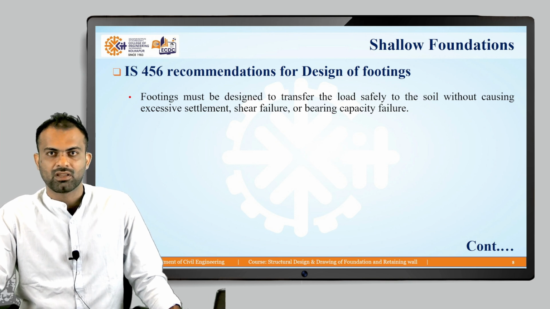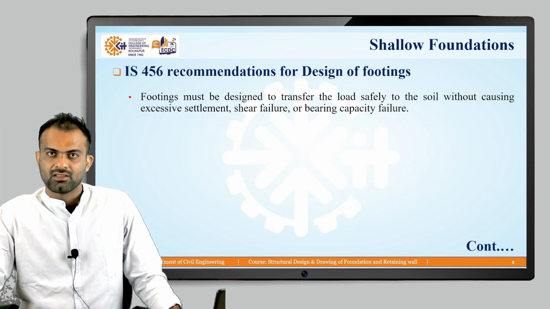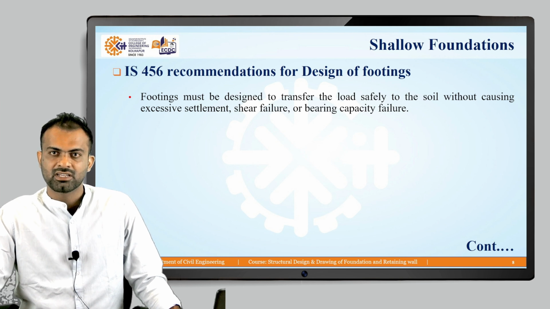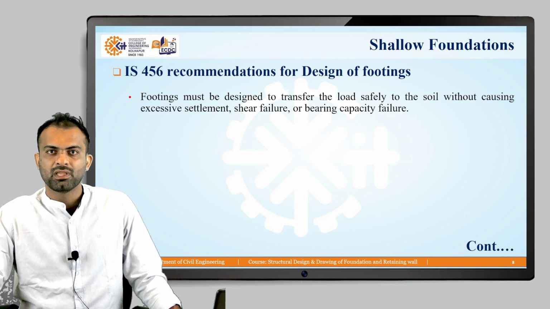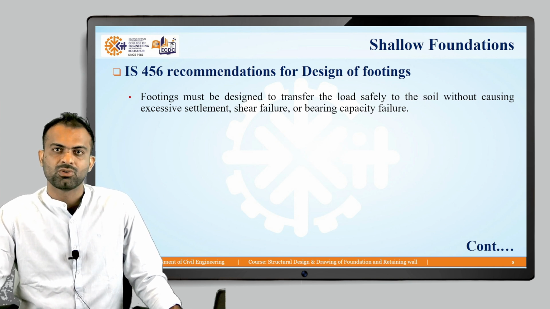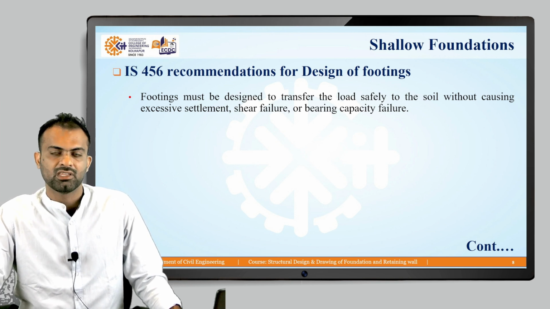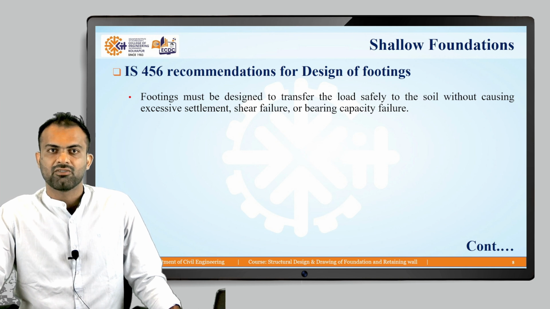Footing must be designed to transfer the load safely to the soil without causing excessive settlement, shear failure or bearing capacity failure. What does that mean? The footing has to transfer the load from the substructure, that is from the columns, to the soil without allowing the soil too much settlement, or the soil failing in bearing. That means the load has to be less than the bearing capacity of the soil. That is the basic criteria of designing the footing. In that way, we have to select the area of the footing. That is the basic funda behind calculating the area of the footing.